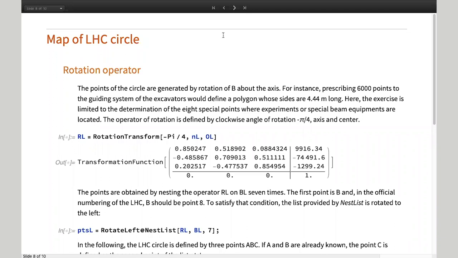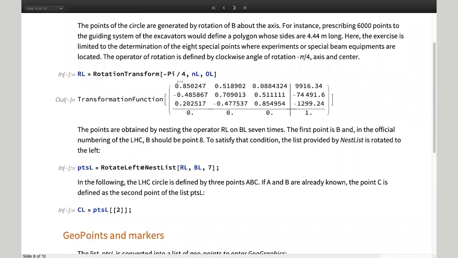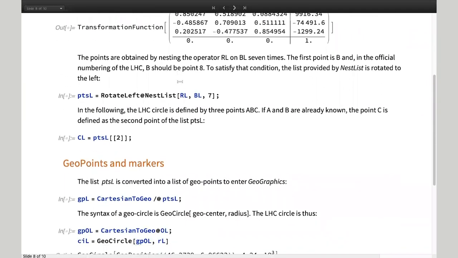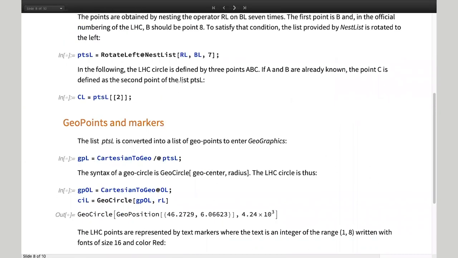And for that you need a rotation operator, which is a relatively new thing in Mathematica, because the geometry aspect of Mathematica has been fairly developed, and you have access to the rotation by a rotation transform. And since I have 8 points to distribute over 2 pi, the angle of rotation is pi over 4. Those points have to be represented on the map, and the representation is made by markers.